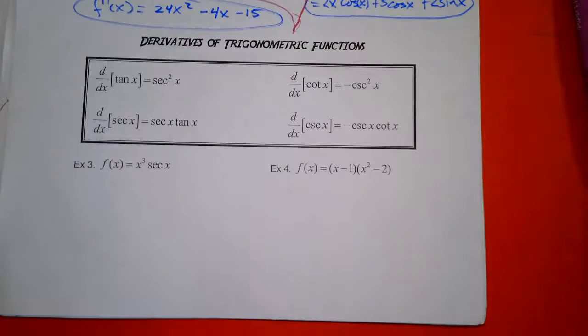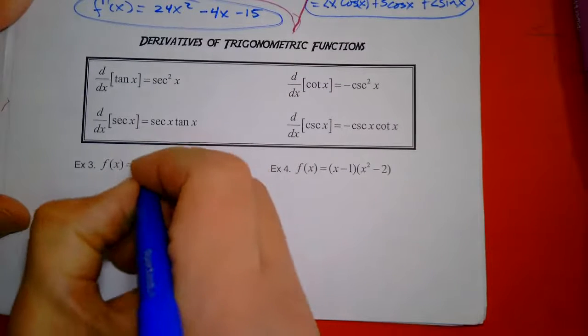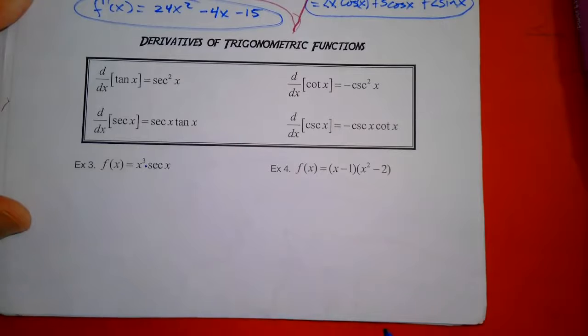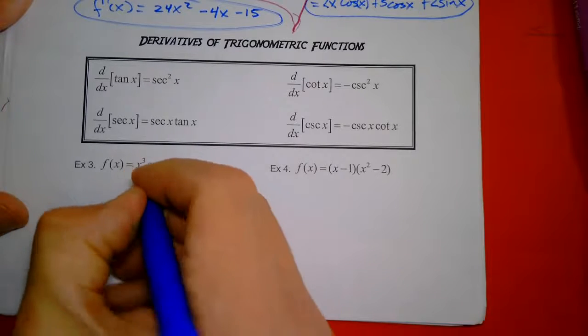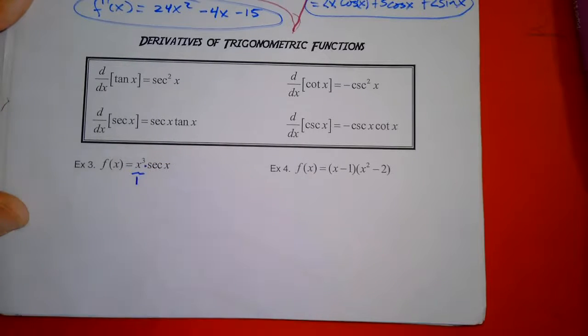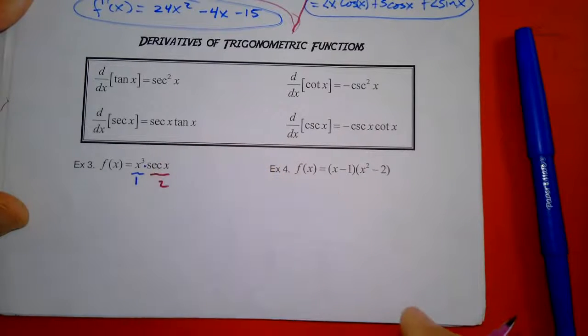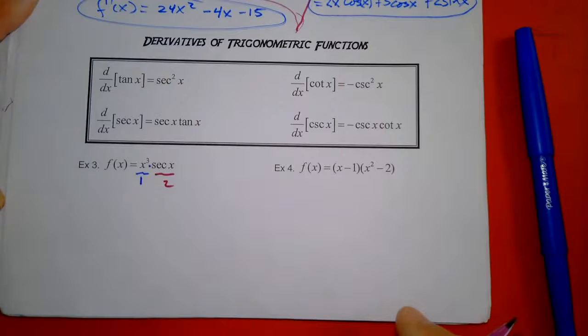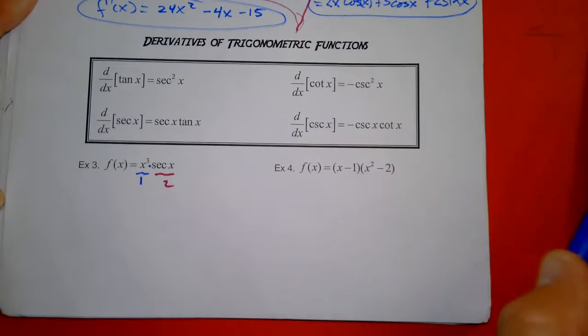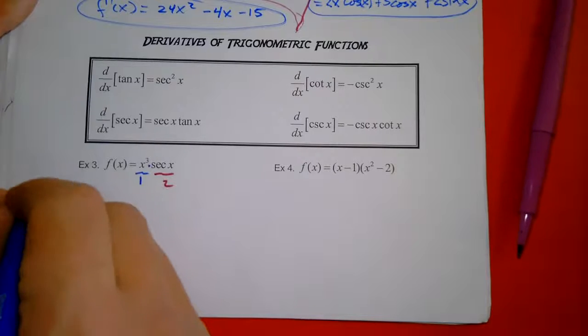I got example 3. I've got x squared and then times, there's a little dot there that's imaginary, you can't see it, times the secant of x. So again, I have x cubed. I think I might have said x squared. I have x cubed, that's my first function. And then I have secant of x, that's my second function. Okay, I have two things being multiplied together. So I have to use the product rule. There's no like shortcut.